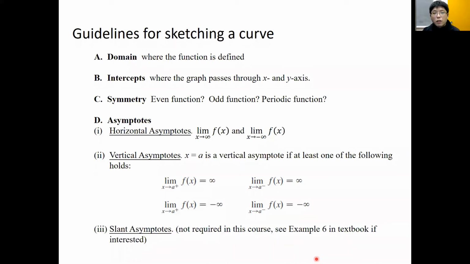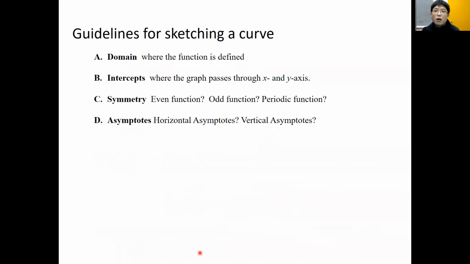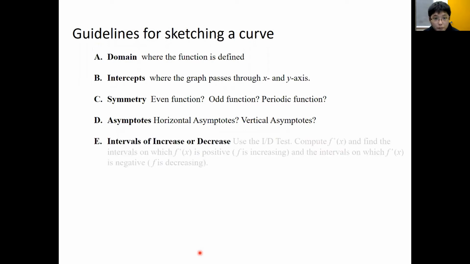Okay, so the third type of asymptote is called the slant asymptotes. This is not required in this course, but if you're interested, example 6 in the textbook discusses such an example. So please read this part by yourself if you're interested. All right, so this is the fourth step. We need to determine if we have horizontal asymptotes, vertical asymptotes.